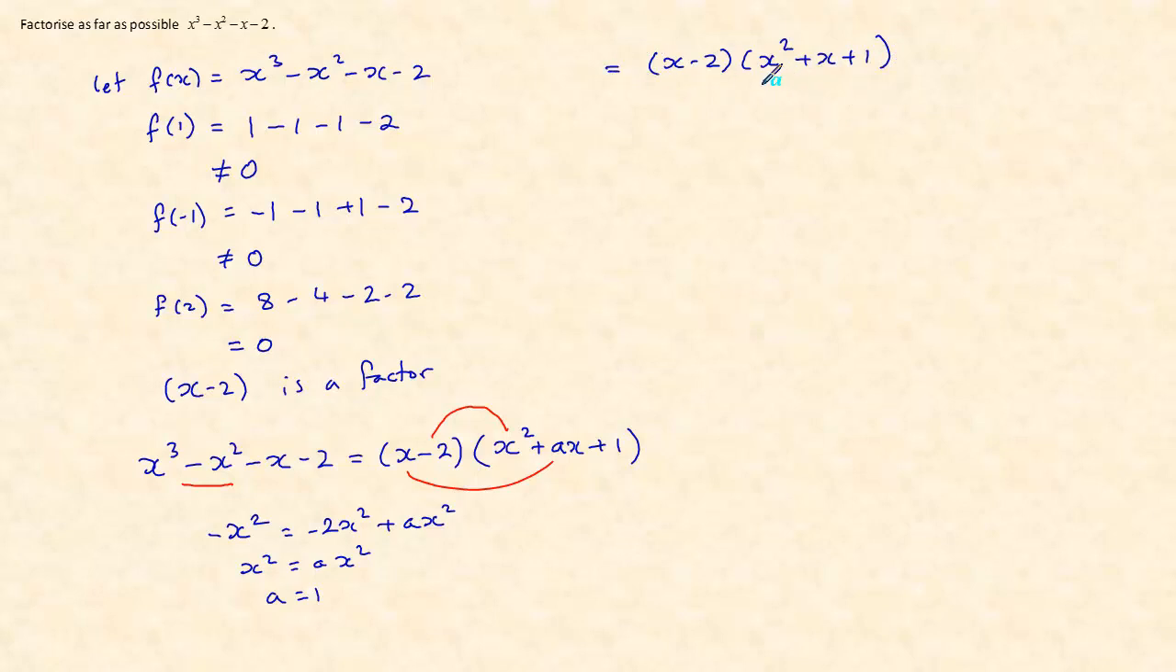and I can't see any obvious factors of that, and in fact if we investigate that using the discriminant, we can see that that's 1 take away 4 times 1 times 1, which is negative 3, and so clearly this doesn't intersect the axis and it won't factorise. We can't find any roots of this quadratic. So that's as far as we can go with this one.